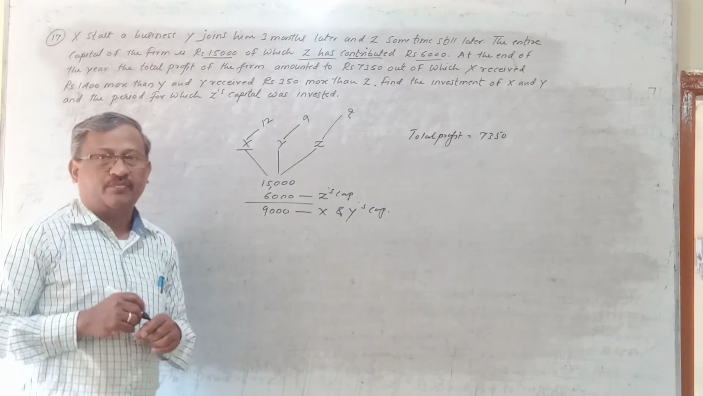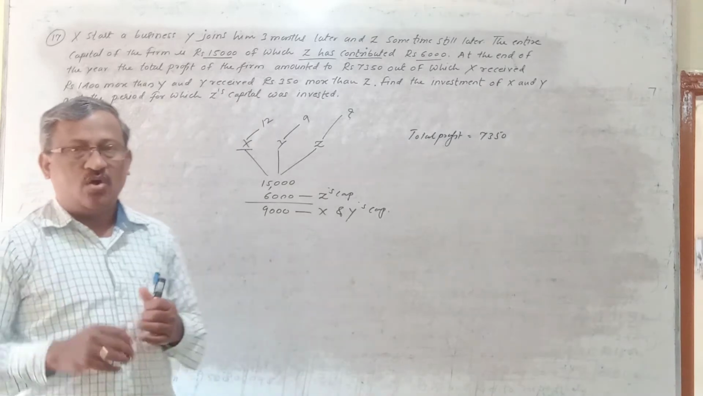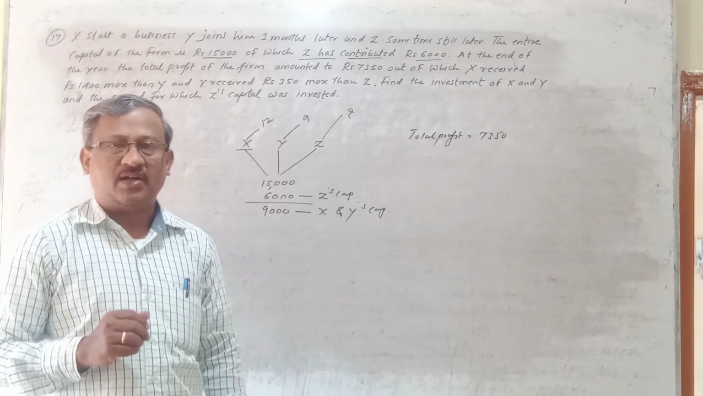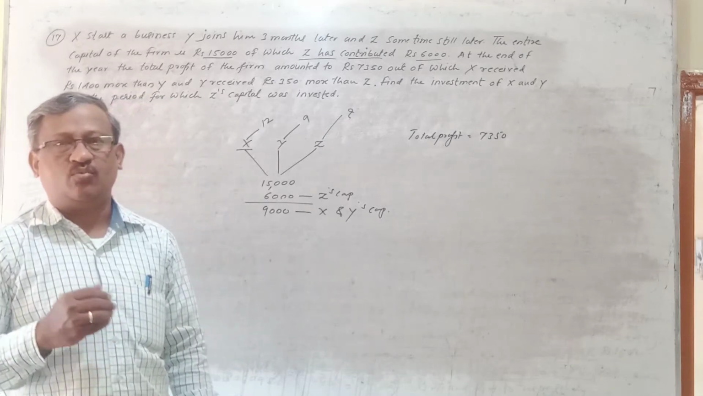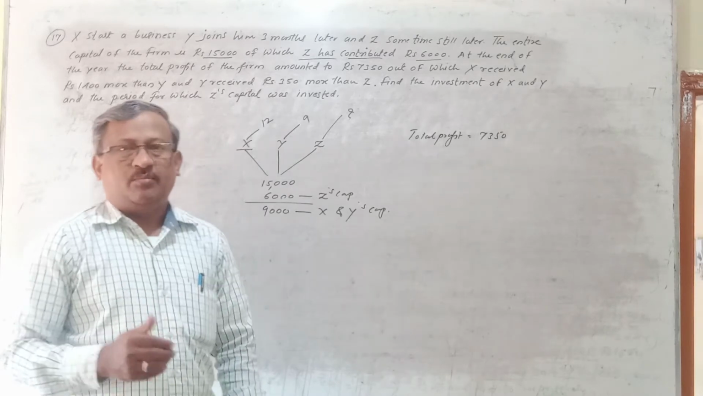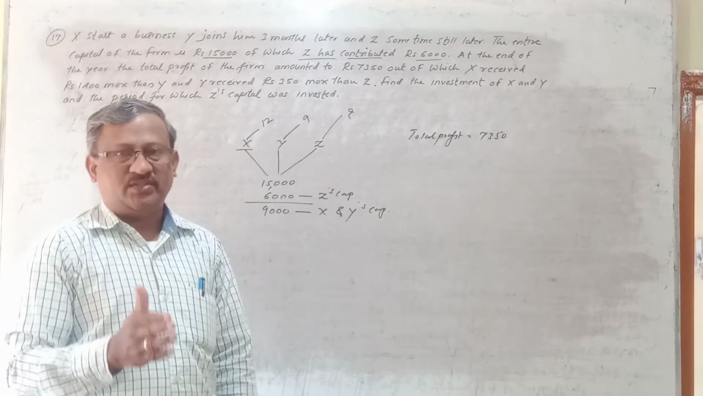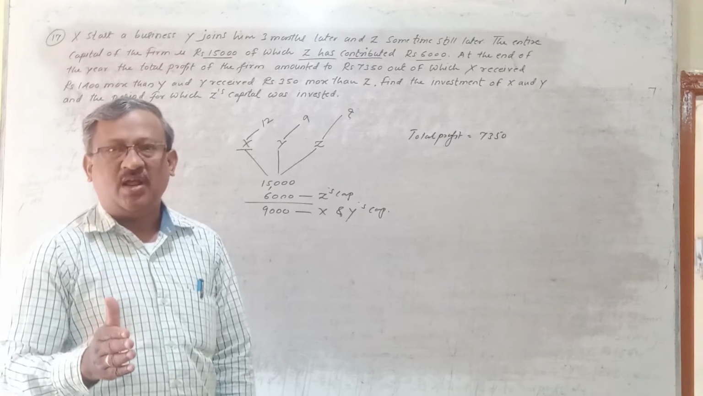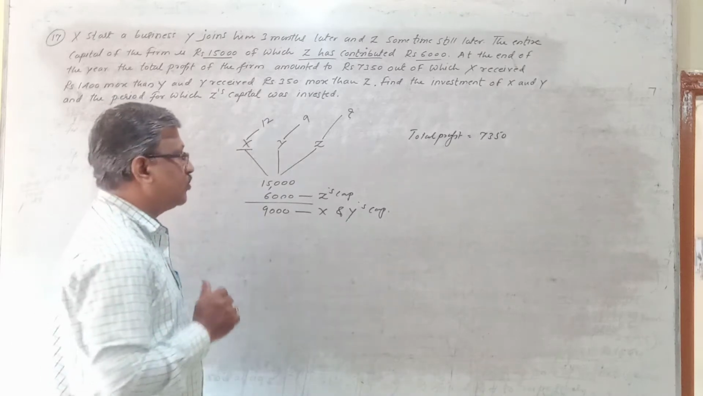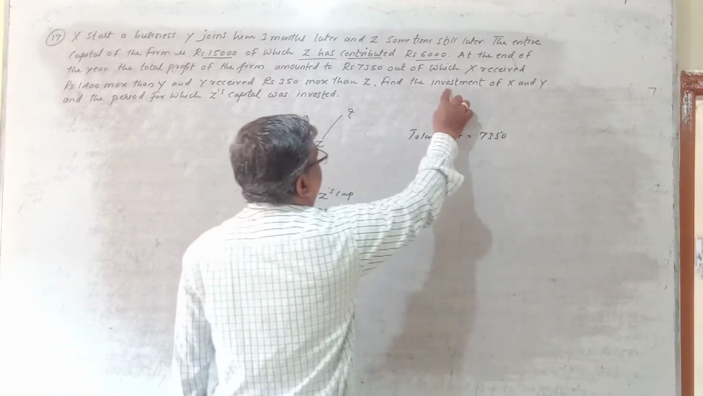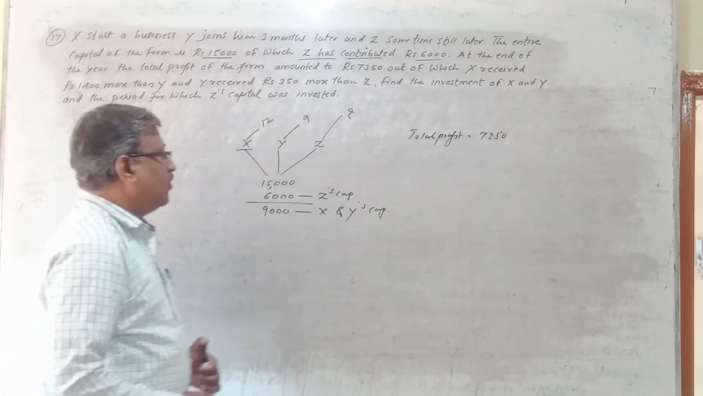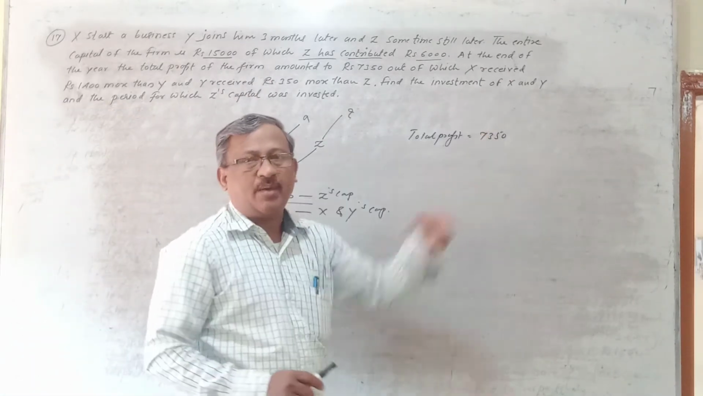After distributing the profit, if you compare the share of X to Y and Y to Z, what do you find? X has received 1,400 more than Y and Y has received rupees 350 more than Z. Means X's share is more than Y's share by rupees 1,400 and Y's share is more than Z's share by rupees 350. So they are asking to find the investment of X and Y and the period for which Z's capital was invested. So first, what you have to find? First you have to find out the capital of X and Y.